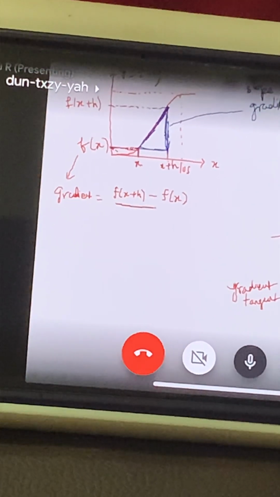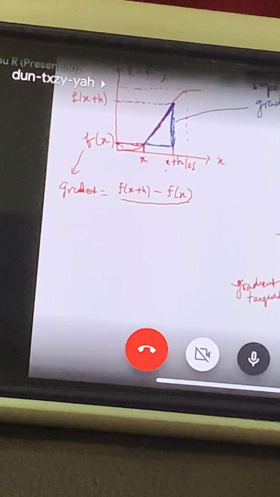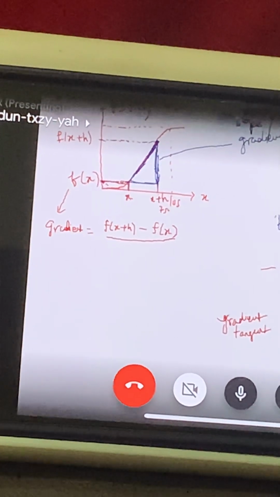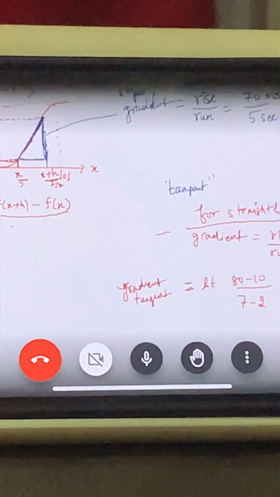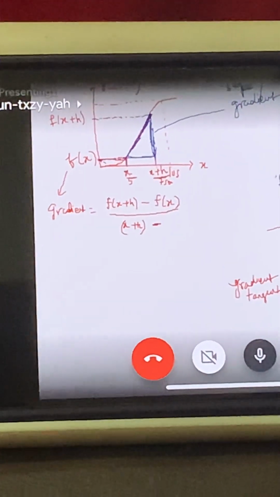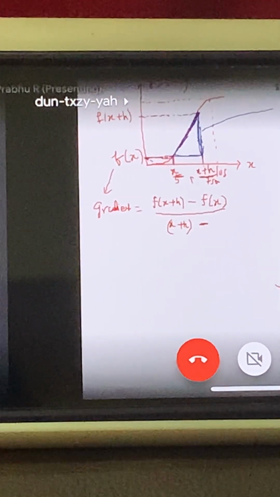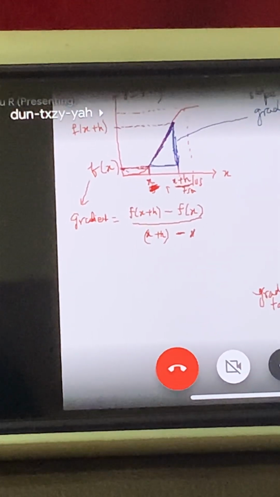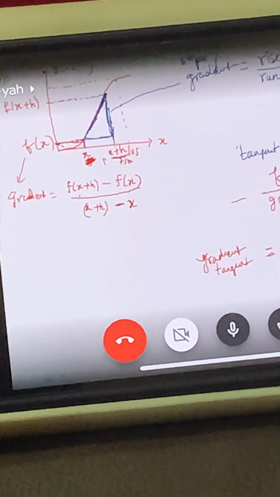You have to divide it by run. What is the meaning of run? Run means the difference you took. Earlier you told me here we have 7 minus 2, here we have 5. Instead of that, here we have some notation. What is the notation? x plus h is here, and here we have only x. So x plus h minus x. Understand? Yes. Right.